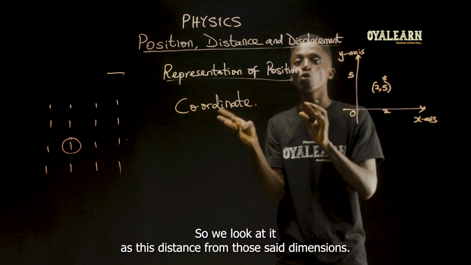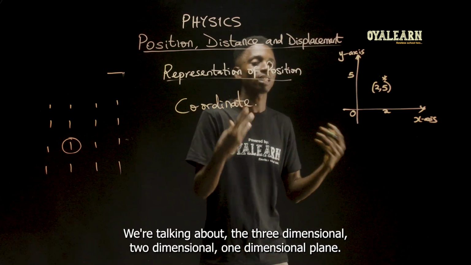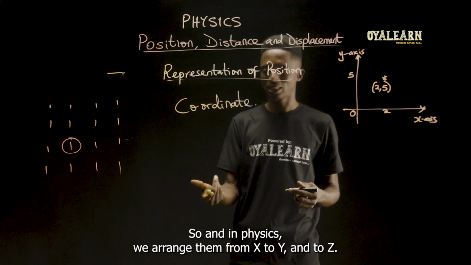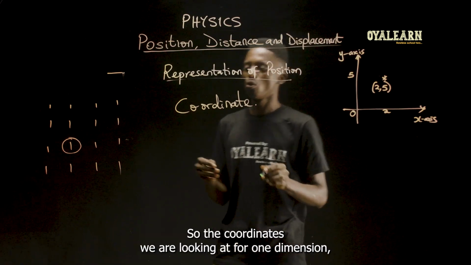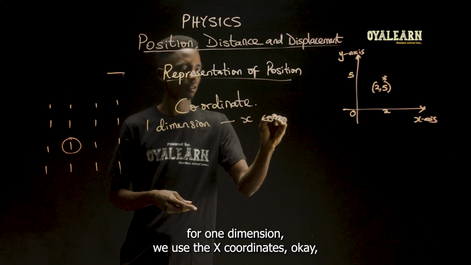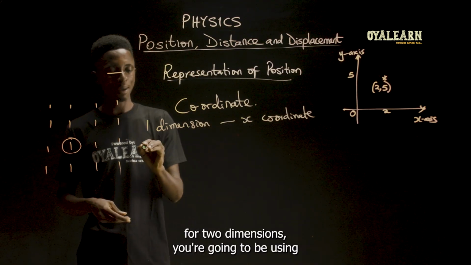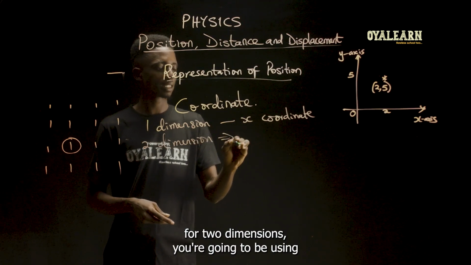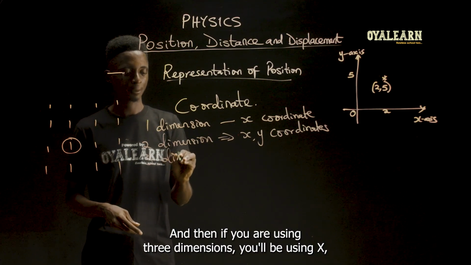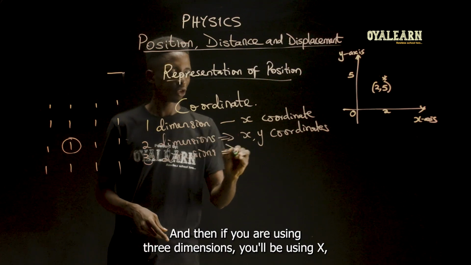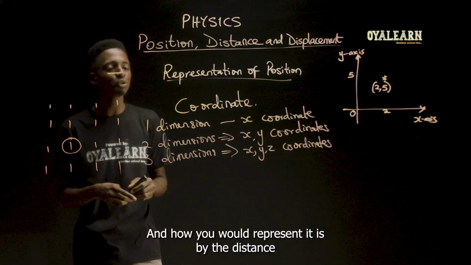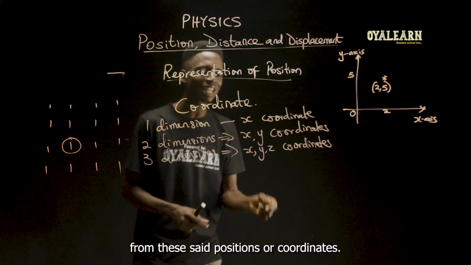So we look at it as distance from those dimensions we were talking about earlier, the 3-dimensional, 2-dimensional, 1-dimensional plane. And in physics we arrange them from x to y and then to z. So we're going to be using just 3 dimensions for the purpose of this lesson. So the coordinates we are looking at for 1 dimension, we use the x coordinate. Okay? For 2 dimensions, you're going to be using the x, y coordinates. And then if you are using 3 dimensions, you'll be using x, y, z coordinates. Okay? And how you would represent it is by the distance from these said positions or coordinates.